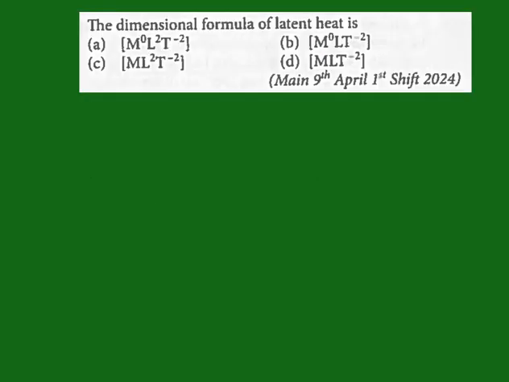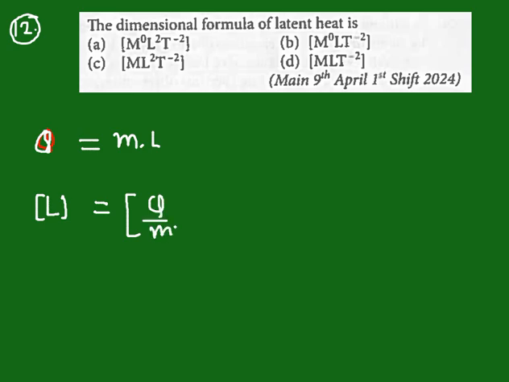Now see question number 12. The dimensional formula for latent heat. Very important. You can see these questions have been asked in JEE Mains 2024. So writing heat Q equal to mass into latent heat, the dimension of latent heat can be written as the ratio of the dimension of heat upon mass. Heat is ML^2T^-2 upon M.